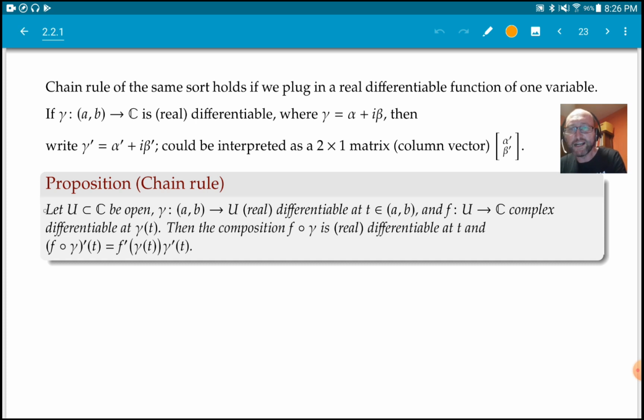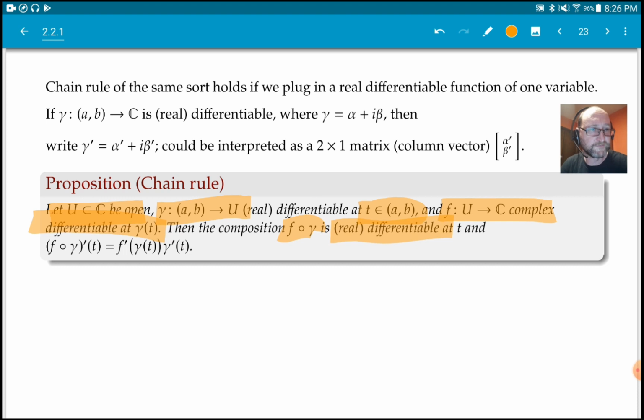All right. So if we have an open set U, and a gamma that goes into U, this path is differentiable at t, and f is complex differentiable at gamma of t, then the composition is differentiable, real differentiable in this case. Now, it wouldn't make sense to say complex differentiable. The composition is now a function of a real variable t, so it's real differentiable just as a function of one real variable. And the derivative is what it should be from the standard chain rule.